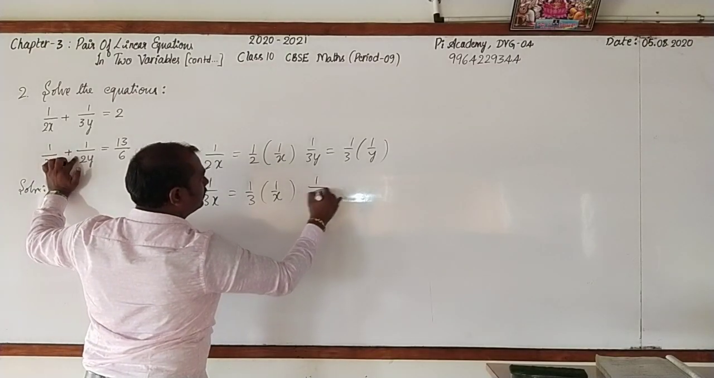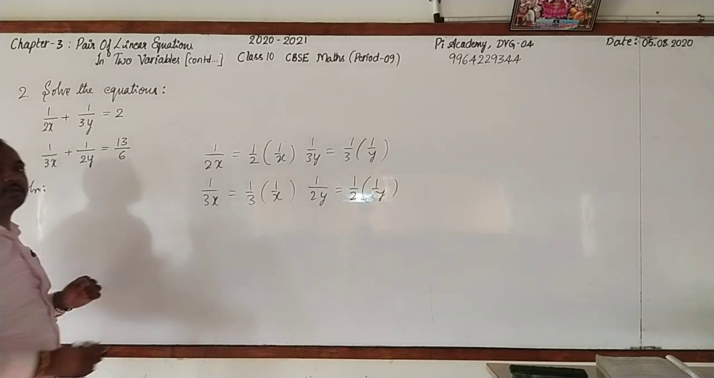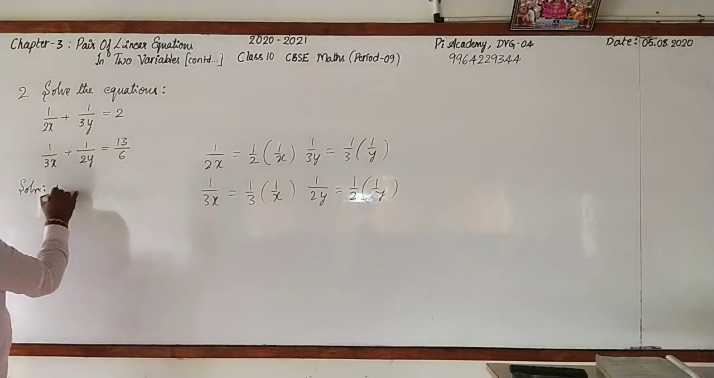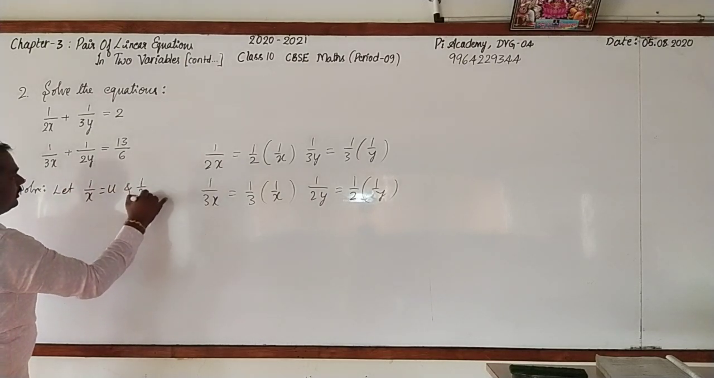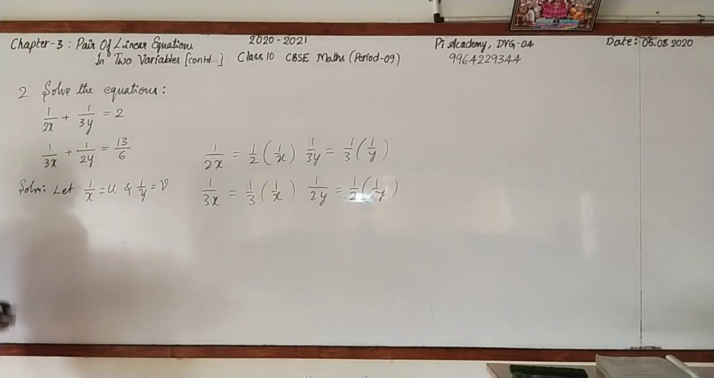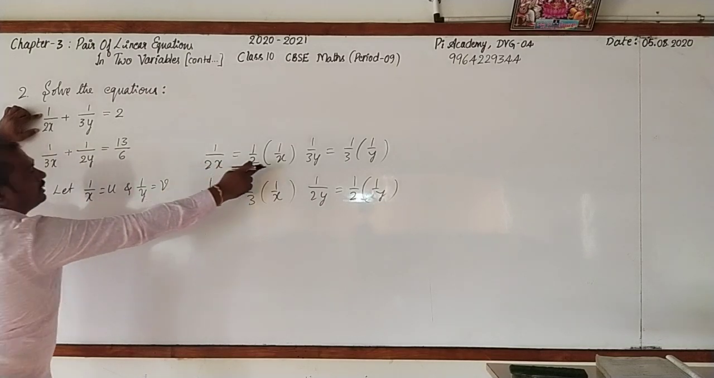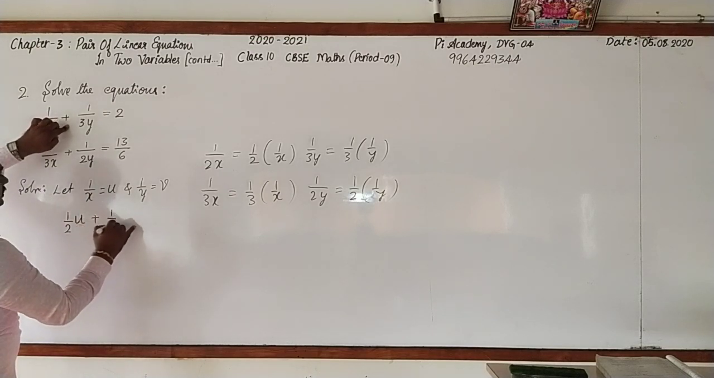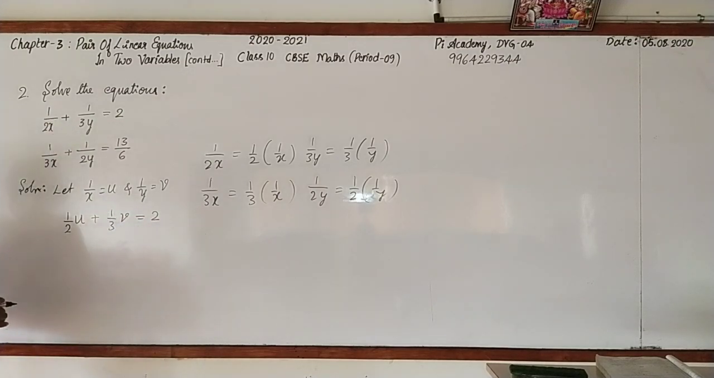Then 1 by 2y is equal to 1 by 2 into 1 by y. What is common in both the equations? 1 by x and 1 by y. Hence we can assume 1 by x as u and 1 by y as v. Clear? Then how do you write this? See, 1 by 2 into 1 by x is 1 by 2 u. Got it? Then this is 1 by 3 into v is equal to 2.